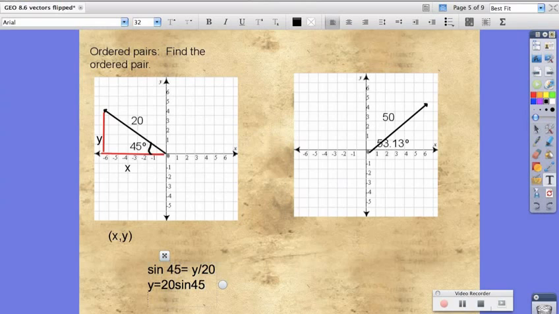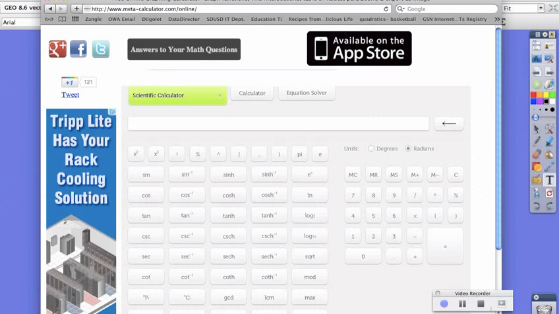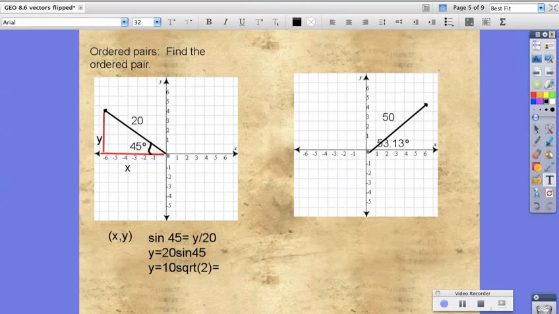So this would turn out to be y equals 10 square root 2. You could use your calculator to figure this out. So we want sine of 45 times 20. That's equal to 17.02 approximately. So 17.02 is our answer for y.